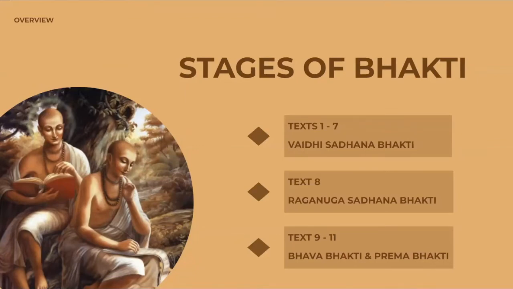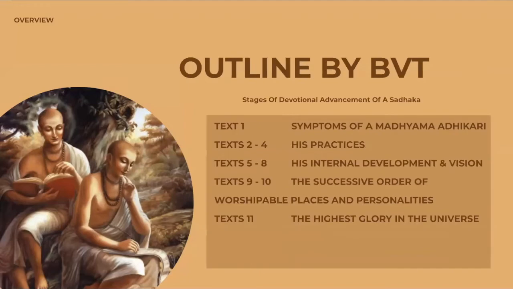So everything is described. This is one way of seeing the whole book, divided into 3 sections: Vaidhi Sadhana, Raganuga Sadhana, and Bhava and Prema Bhakti. This is the general overview, which you will also find in the student guidebook that we shared earlier. However, Bhakti Vinod Thakur also gives another outline.